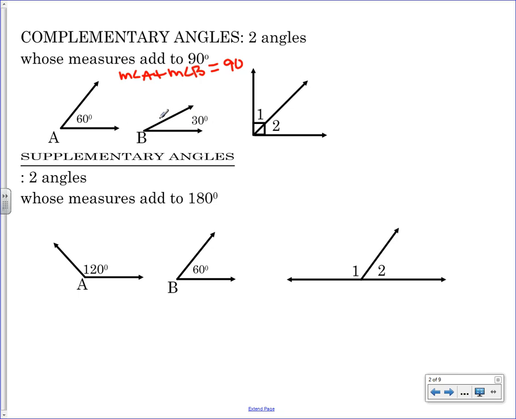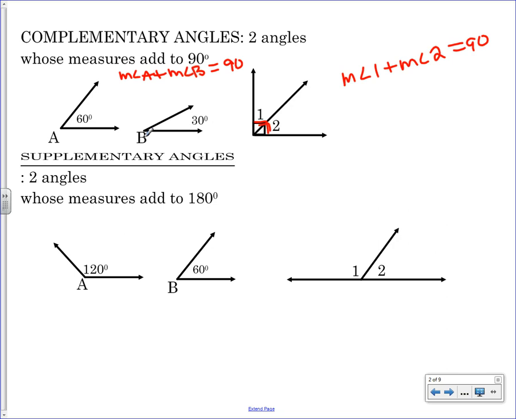Do you see what I'm saying? These two, how do I know they're complementary? The little box, right? So I know that those make 90 degrees. Measure angle 1 plus measure angle 2 equals 90 as well. These are adjacent. That's fine. They can be complementary. These are non-adjacent. They can still be complementary. They don't have to be adjacent to be complementary or supplementary.